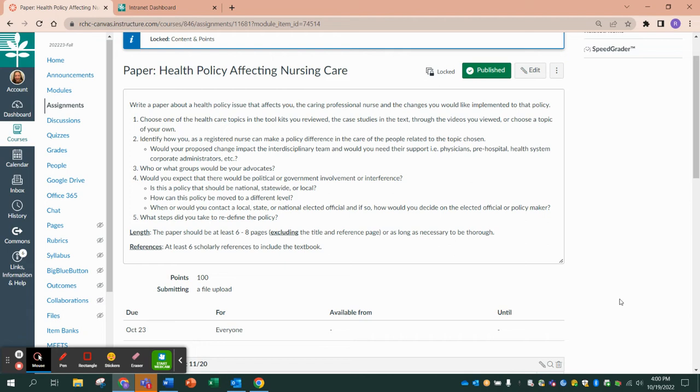What outcomes are you going to look at? Will you change the patient population? Will you be changing staffing? Will you be changing your interdisciplinary team or your stakeholders?